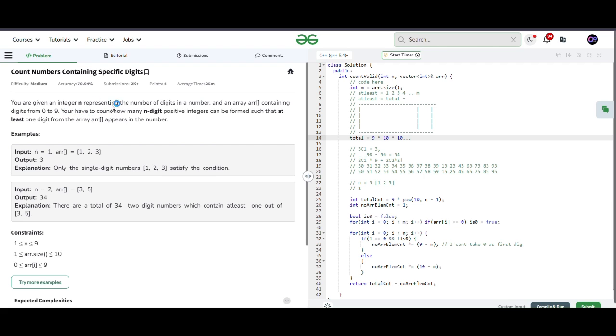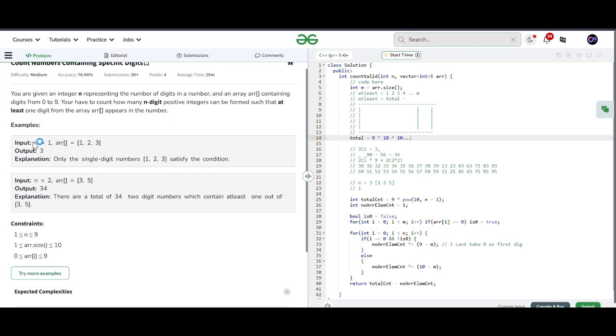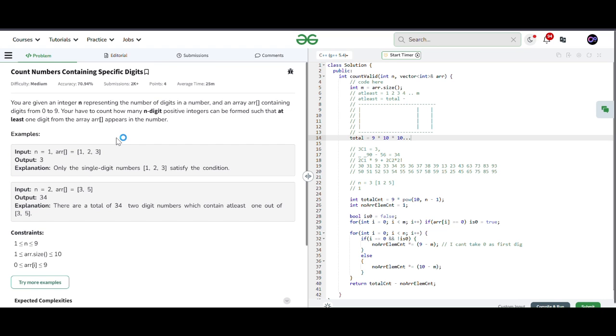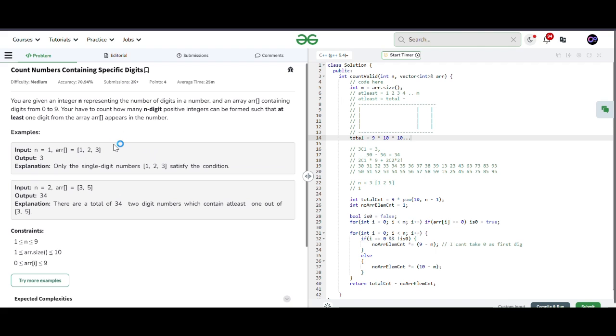Okay. So you have to count how many n-digit positive integers can be formed such that at least one digit from the array appears in the number. So what it says is that n is the number of digits of the number which we have to generate, and basically count all those possible generated numbers, and we have to return the answer, right? But it has a condition that those numbers should have at least one digit which is present in the array.